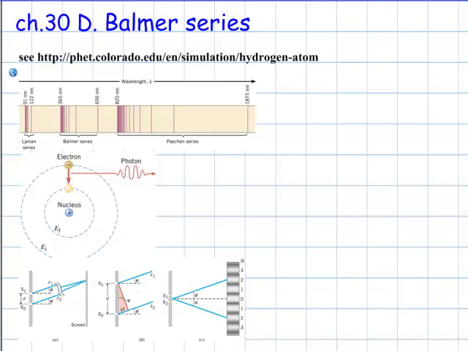How many lines per centimeter should the grating have so that the longest and the next to the longest wavelengths in the series will be separated by 3.00 centimeters? Okay, so here's the Balmer series, when the electron jumps down to the second level. I know here it shows the first level, but for the Balmer series, it goes down to the second level.